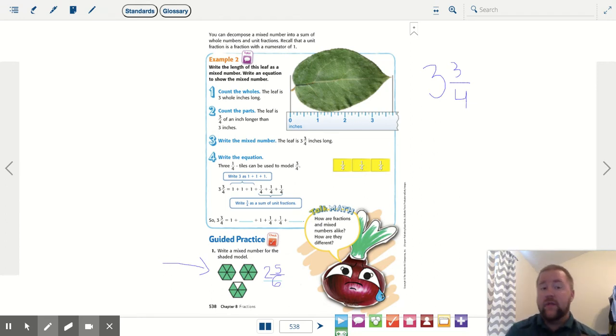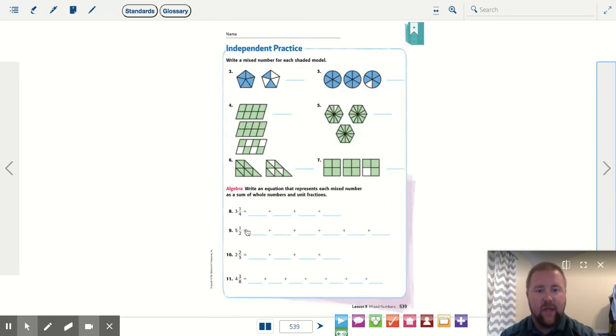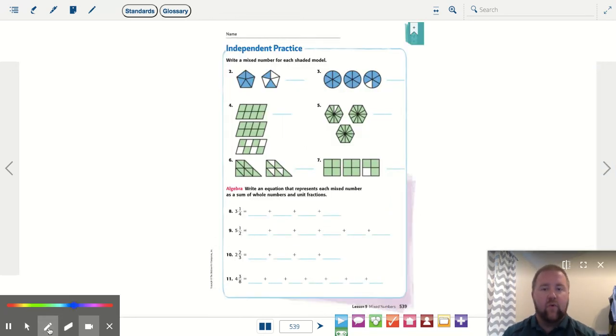Well, we have more than 2, but we don't quite have 3. So this would fall between 2 and 3 full models there. All right, so I'm going to erase this. I'm going to move us on to our next page. All right, and our next page has more examples just like this.